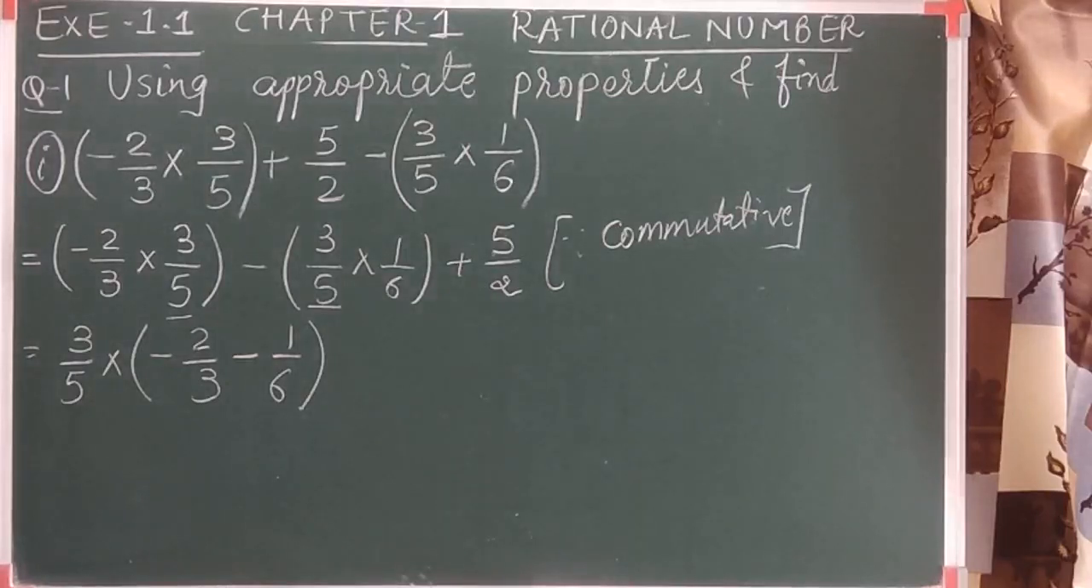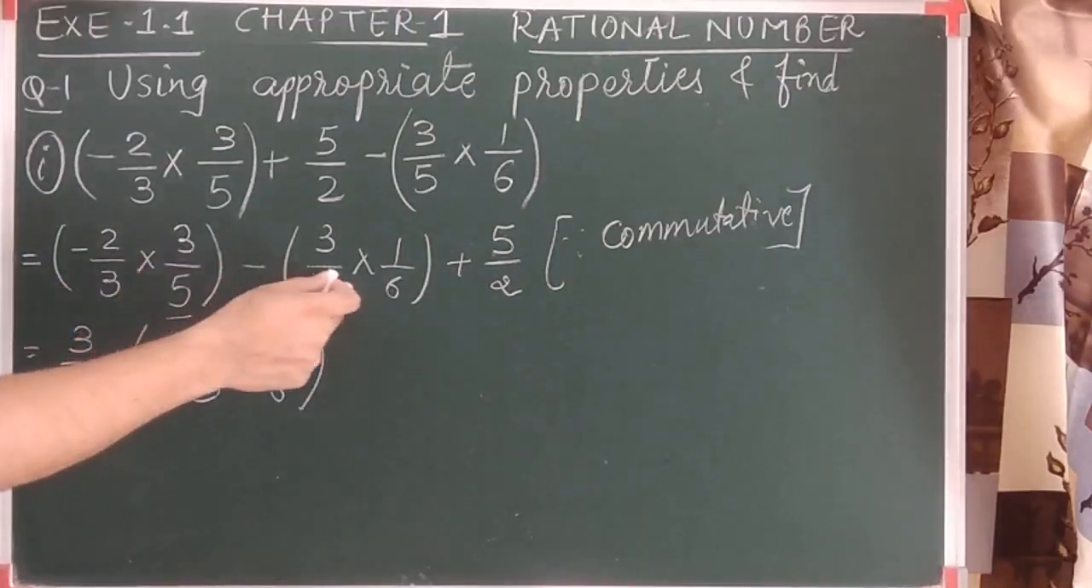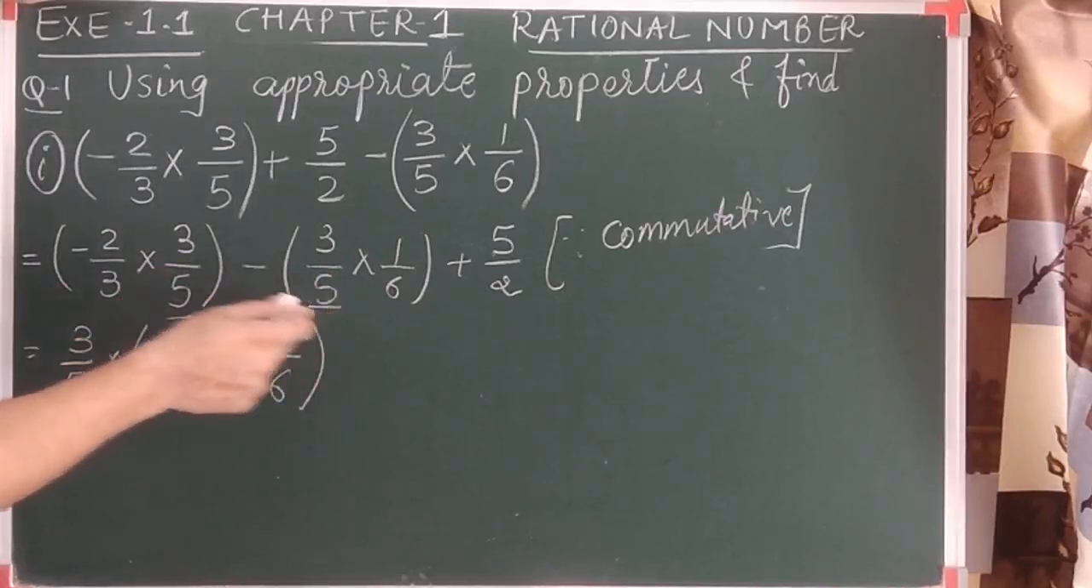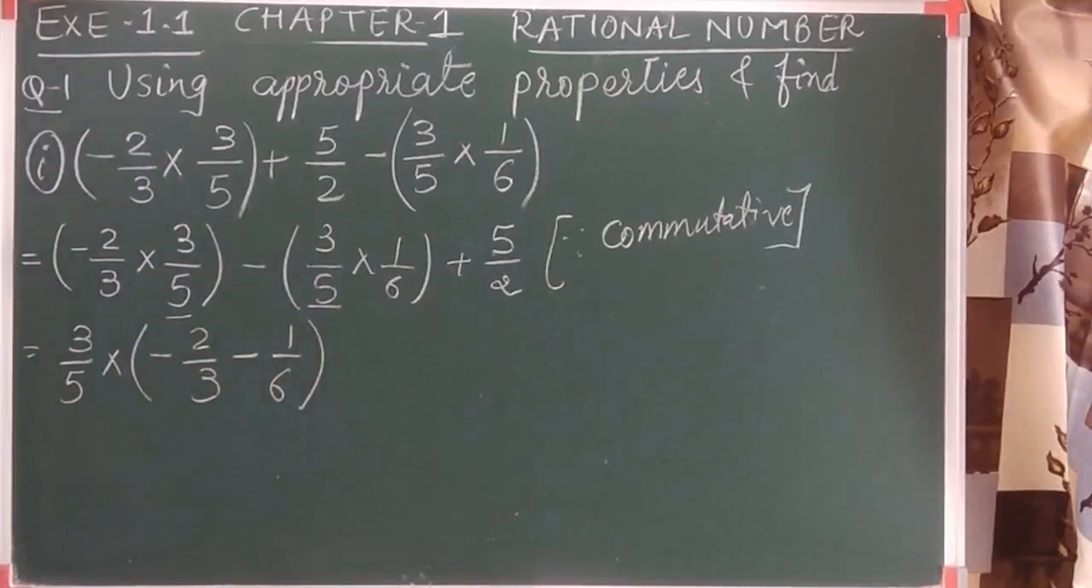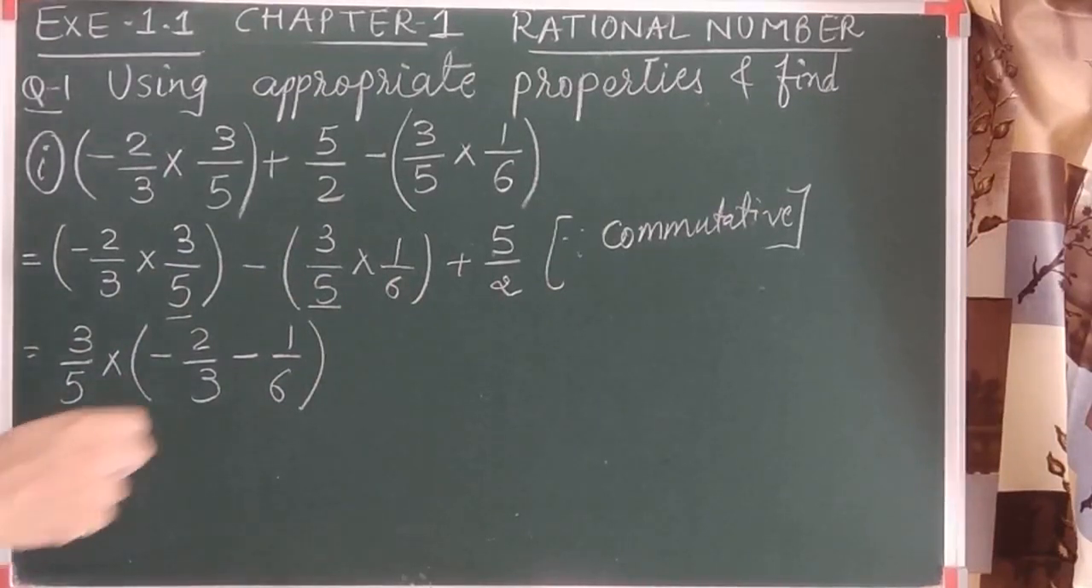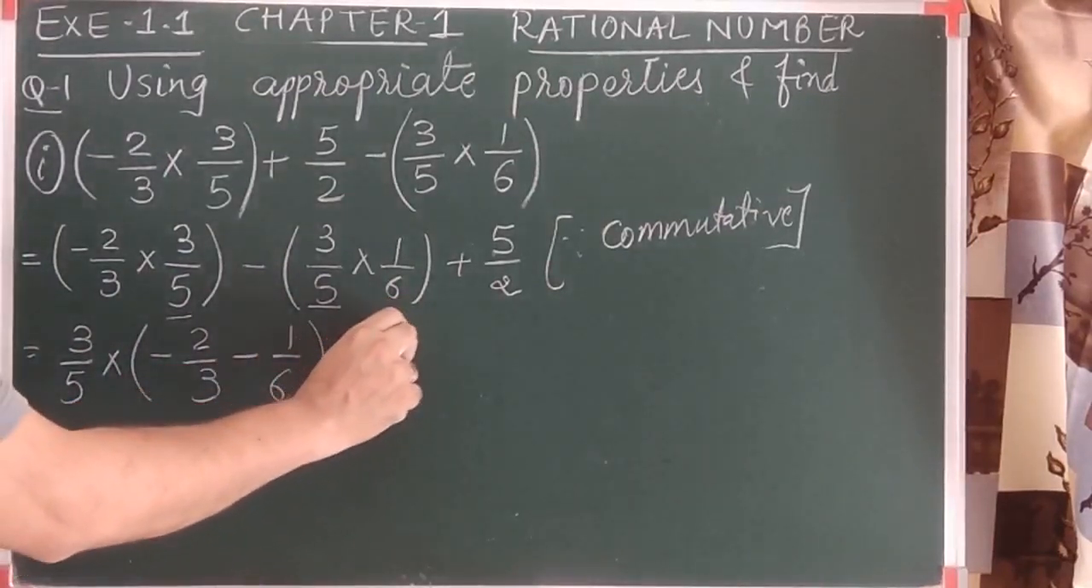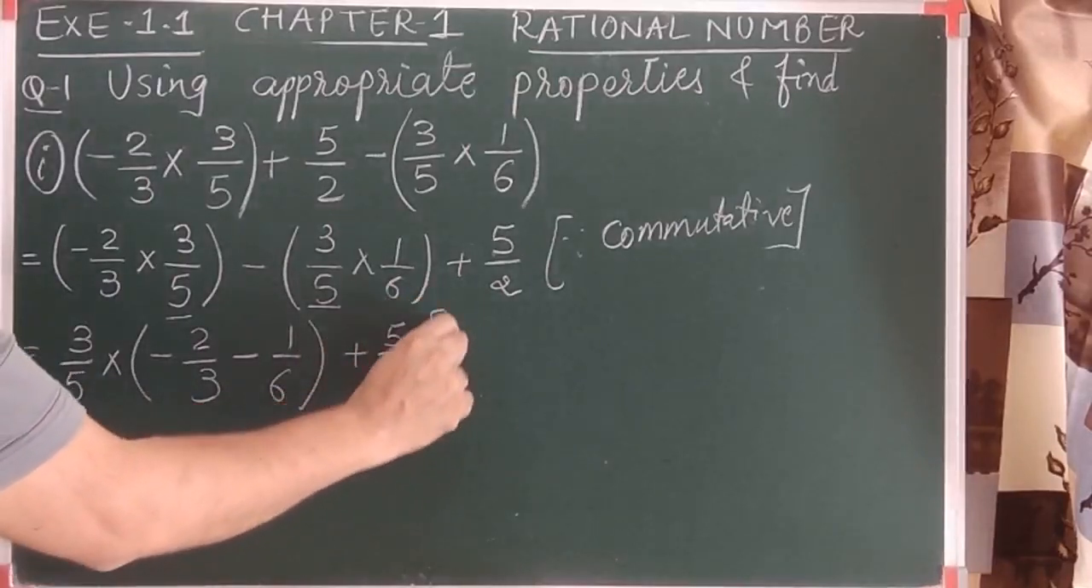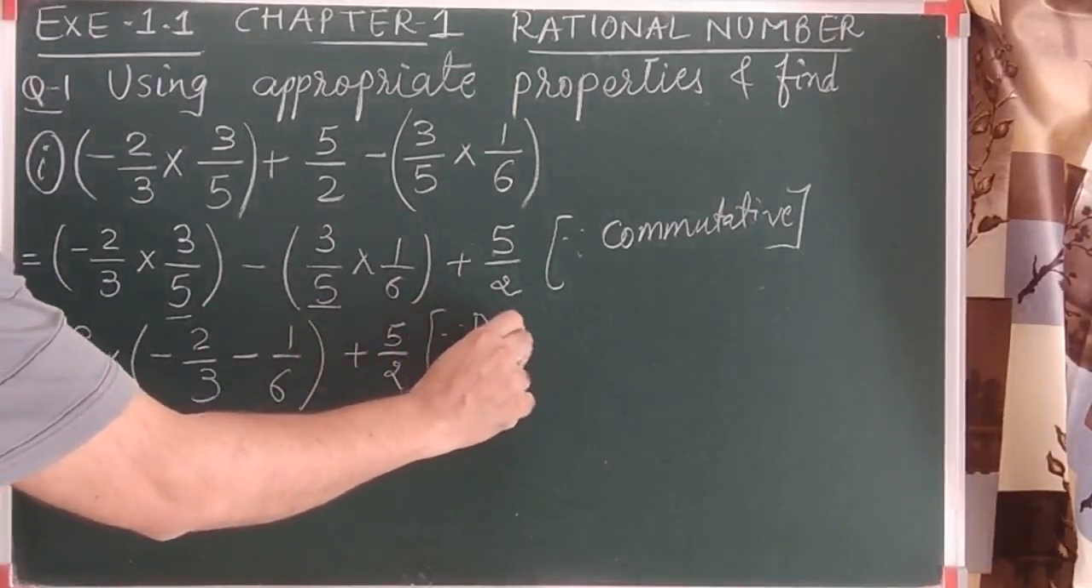How is it the distributive property? As it is already in the distributive form, the common term I have taken out. So this is also called the distributive property. It's a reverse process, but the property which we use is distributive. And the term as it is, let us note down, it is the distributive property.